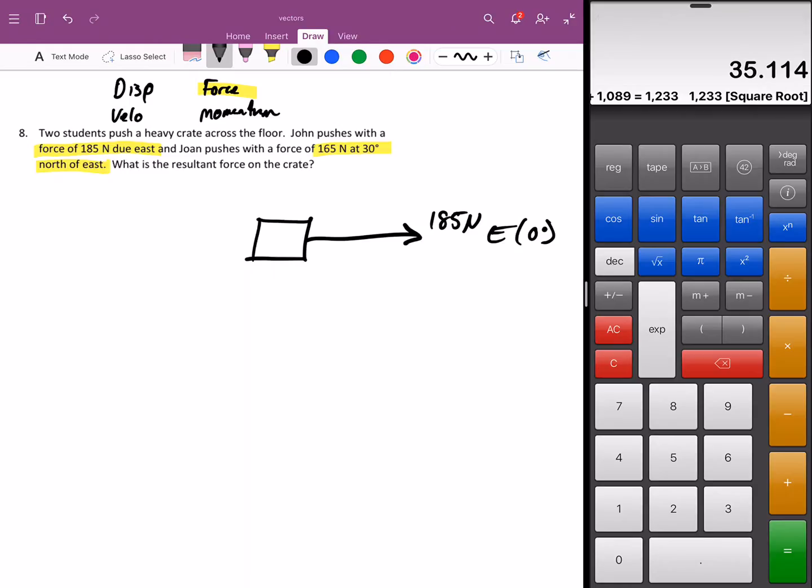Now Joan's pushing it in the same relative direction. In this case, let's do this in a different color. 30 degrees north of east. So her angle is 30 degrees. Now her delivered force is 165 newtons. Now the question is asking for the resultant force, which is going to be the final magnitude.